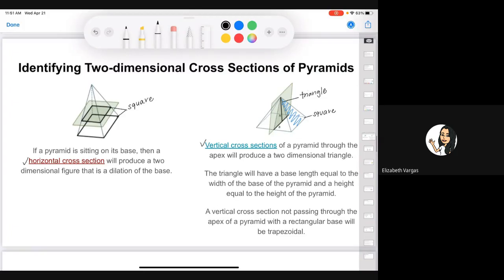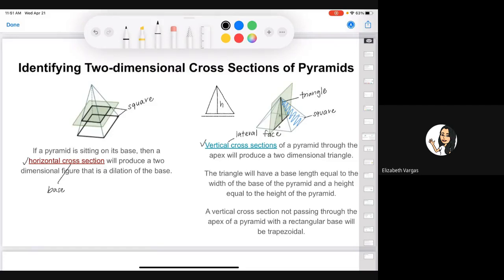Okay, so a little bit different depending on what type of cross-section you have. If you have a vertical cross-section, your cross-section is going to match that of the lateral face. If you have a horizontal cross-section, your cross-section is going to match that of the base. Okay? It says the triangles will have a base length equal to the width of the base of the figure, and the height is equal to the height of the pyramid. So if I'm cutting directly down that apex, the triangle that I get is going to have the same width as the base and the same height of the pyramid. So that's what it's saying.